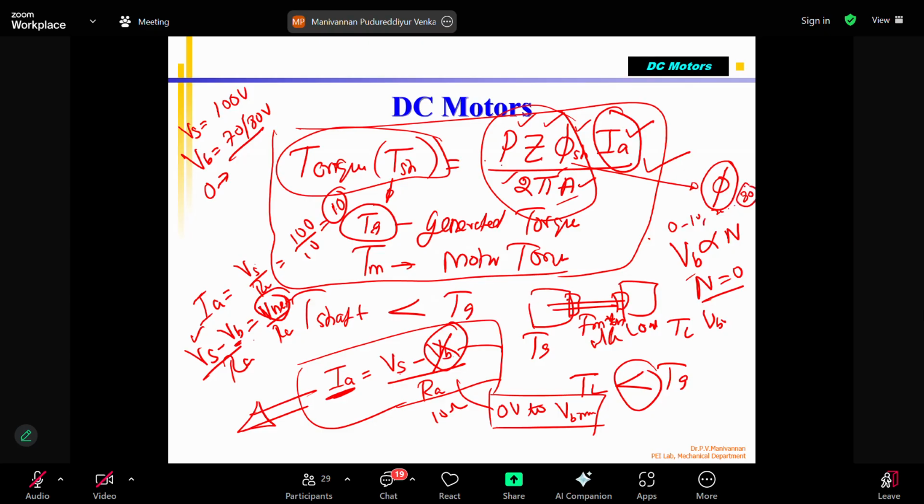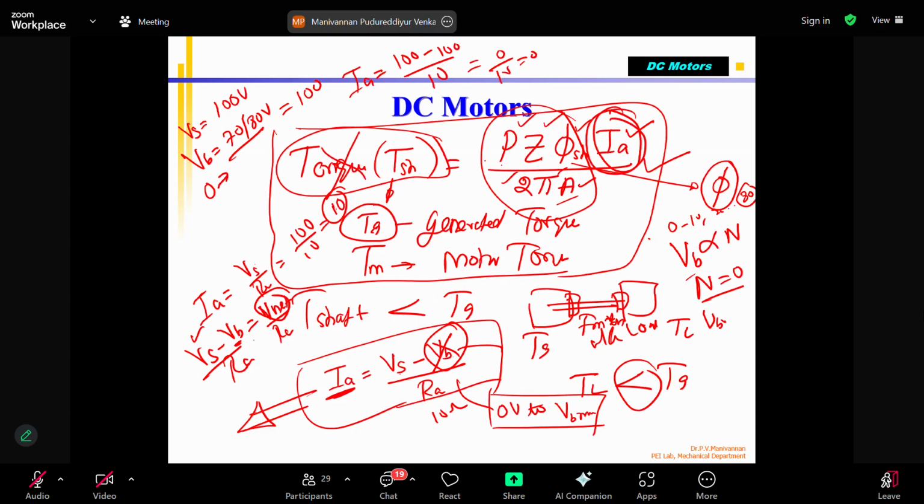If I asked you, if VB max is also 100, what will happen according to the equation? IA equals 100 minus 100 divided by 10 ohms RA. That means 0 divided by 10, which is 0. IA will become 0. In this equation, if IA becomes 0, what will be the torque? Torque is 0, motor stops.